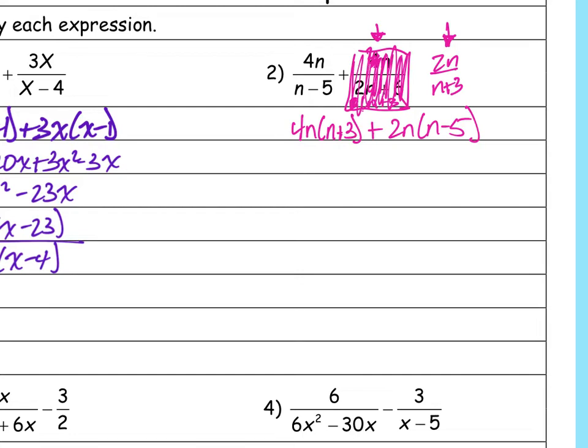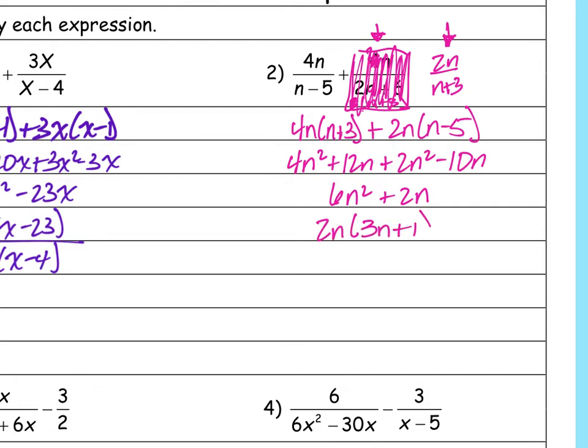Awesome. Then I'm going to do exactly what I just got done doing, distribute and simplify. So we've got 4n squared plus 12n plus 2n squared minus 10n. And 6n squared plus 2n. And this time I think I can factor out a 2n. So I get 3n plus 1 all over n minus 5 times n plus 3. Still can't simplify it further. So there we go.